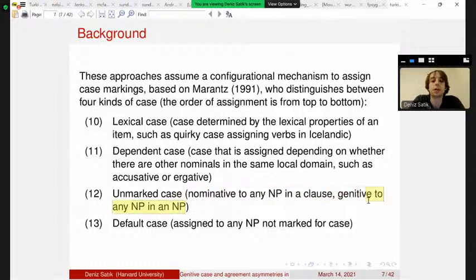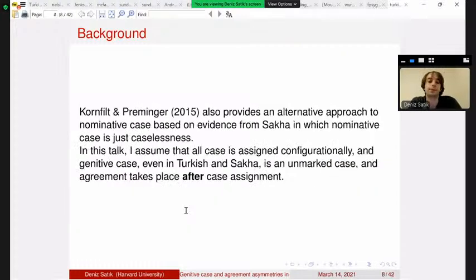So in Turkish and Sakha, genitive case is assigned to any NP in an NP. This is what is going to assign genitive case in Turkish and Sakha, and all the Turkic languages as well. And it's not assigned via agreement. That's what I'm going to argue. And crucially, if it is an unmarked case, then agreement is going to have to take place after case assignment, not before. So that's what Chomsky and Baker say, that it takes place before. For genitive case, I'm going to say that it takes place after.